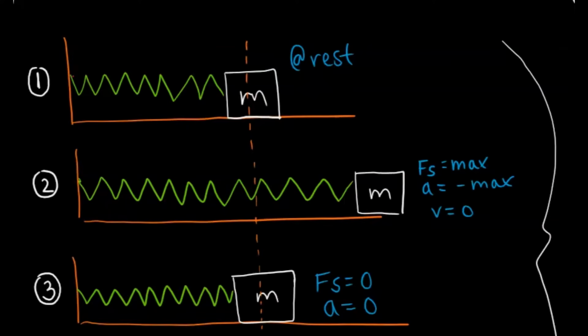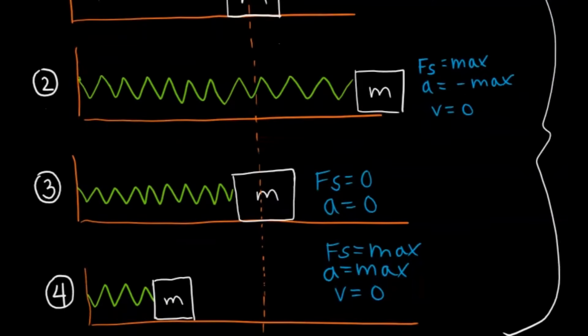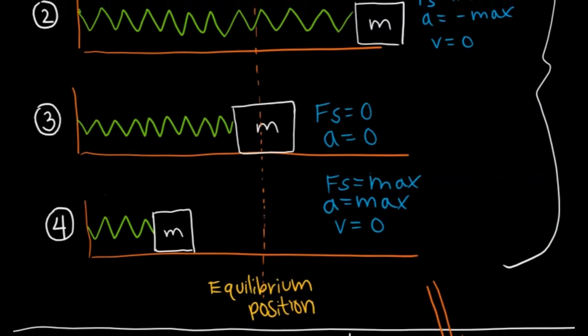At this position, the acceleration is going to be negative max, the force is going to be maximum, and your velocity is going to be 0. This isn't really representative of you pulling it and stretching it to that position, but this is just when it's oscillating. When it reaches that position, these are the standard values. If it goes from position 2 to 3, when it reaches the equilibrium position, the force on it is going to be 0, and therefore your acceleration is also 0. And that's also when you reach your maximum velocity.